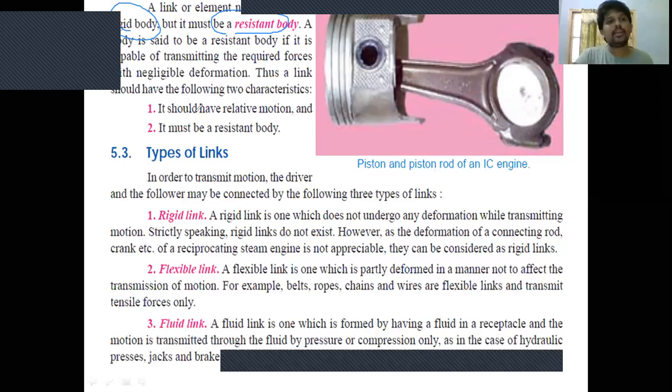And the other thing, it should have some relative motion, because as we define it, a link is a part of a machine which should have some relative motion between them. So two things are important.